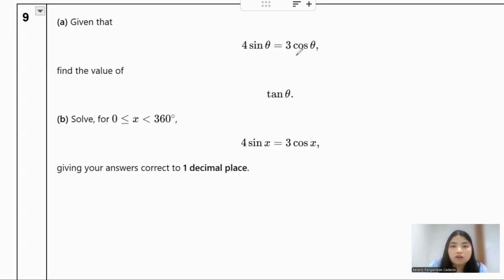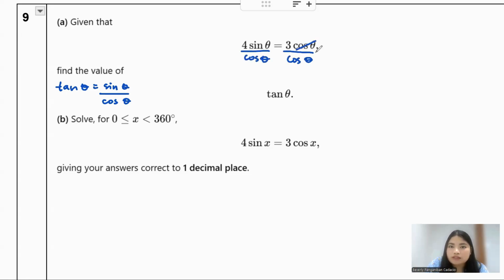You know that. So what I'm going to do is, let me just write something like that. Tan theta is equal to sin over cos theta. So what I'm going to do is to do my best so I can have sin over cos and convert it to tan later on. So I can divide both sides by cos theta, divide both sides by cos theta.